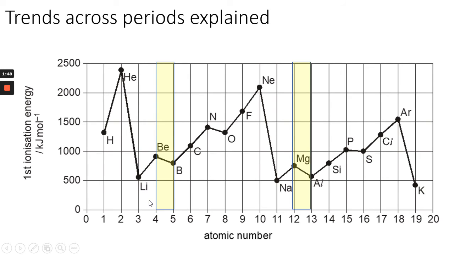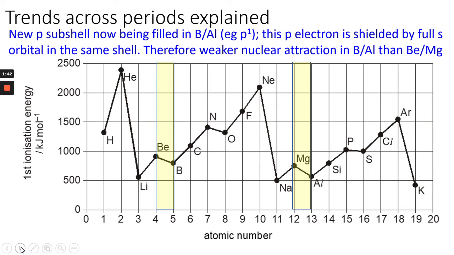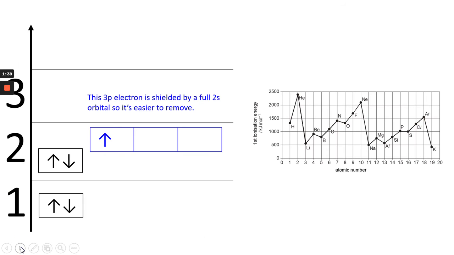Beryllium down to boron, a slight dip there, same dip from magnesium to aluminium. So the story this time round is that p subshells are now being filled in each of those two elements. So let's look at boron as an example. You can see a p subshell starting to be filled, and that p subshell is shielded by the effect of the full 2s orbital beneath it.